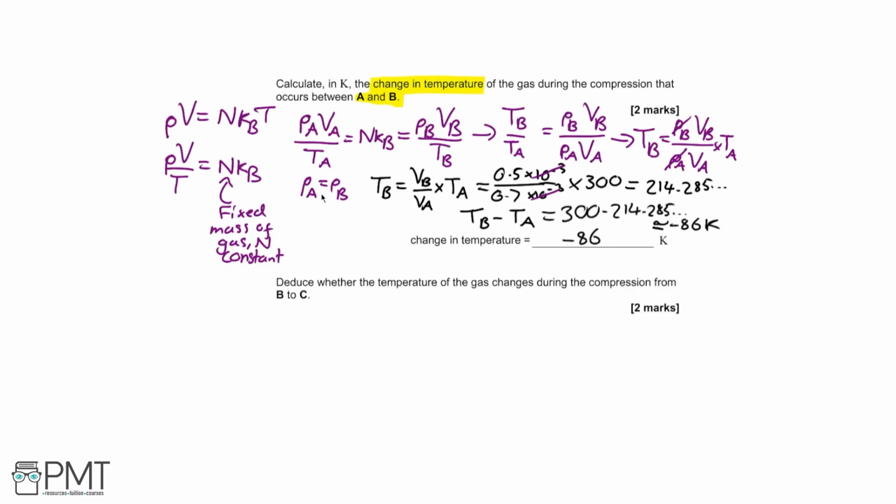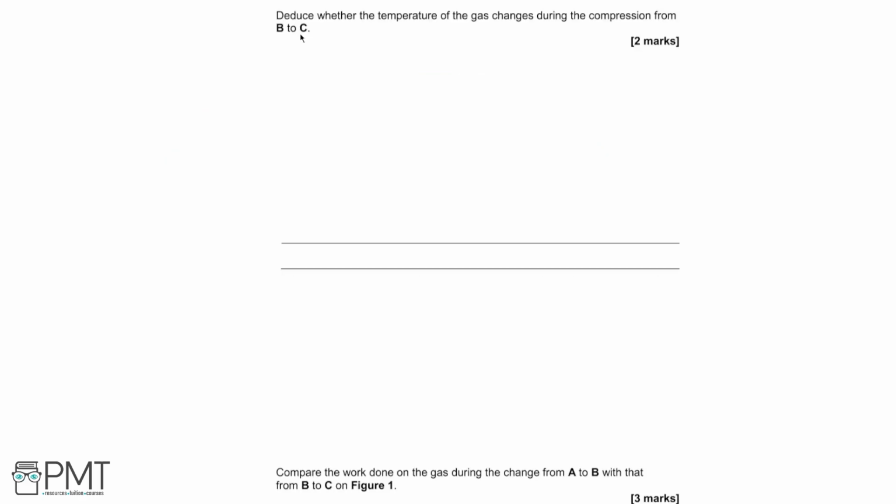In this question, we got 1 mark for correctly calculating the temperature at B, 214, and then we got our second mark for calculating the change in temperature, TB minus TA, as minus 86 Kelvin. The next part of the question says, deduce whether the temperature of the gas changes during compression from B to C.